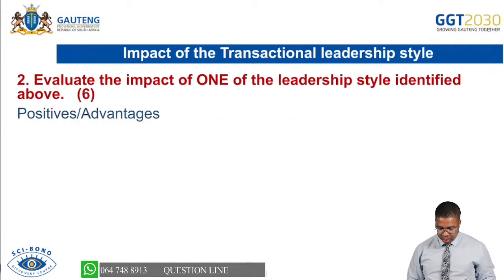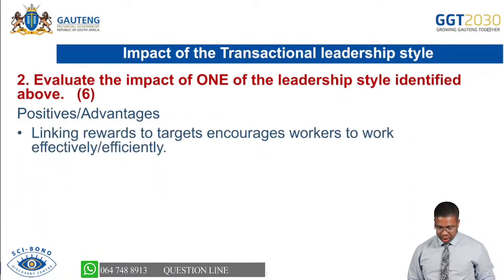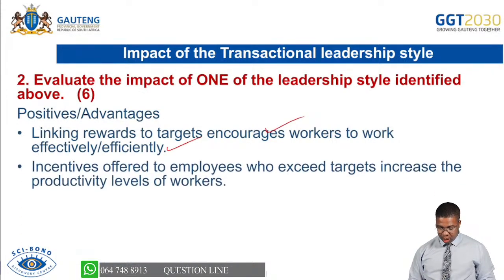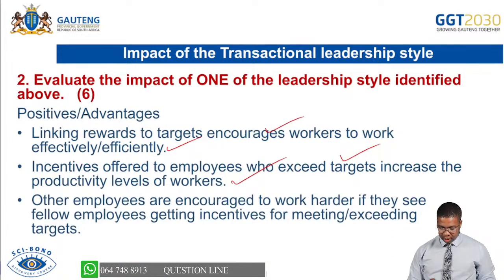But now let us talk about the impact of these leadership styles. What are the positives there? For transactional, linking reward to targets will encourage workers to work efficiently and effectively. That's number one. And incentives offered to employees who exceed targets will increase the productivity levels of the workers. That's another advantage. And other employees are encouraged to work harder if they see fellow employees getting incentives.